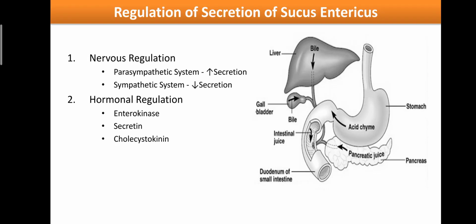So now we learn regarding the regulation of secretions of succus entericus. Intestinal secretions are mainly regulated by the nervous system and certain hormones. So those also regulate the intestinal secretions. The nervous system, that is the parasympathetic system, can enhance the secretion of the gastric glands and intestinal glands. And the sympathetic system can decrease the gastric secretion by inhibiting the secretions.